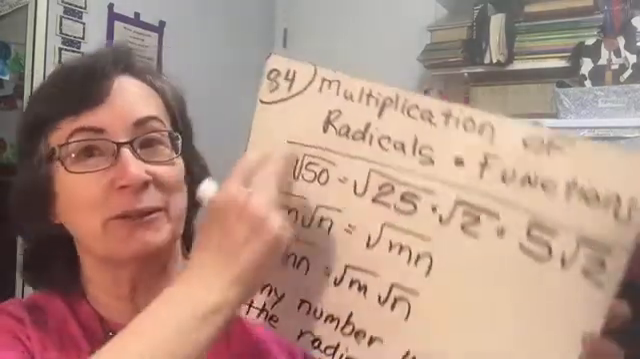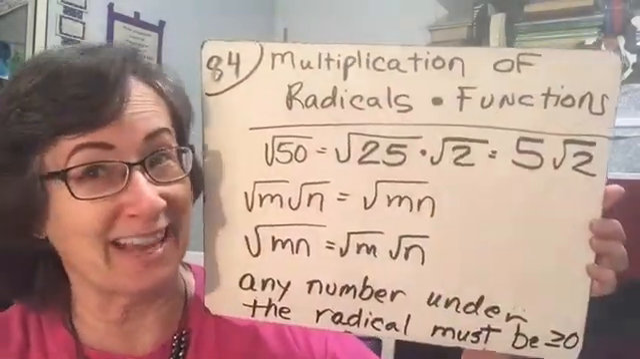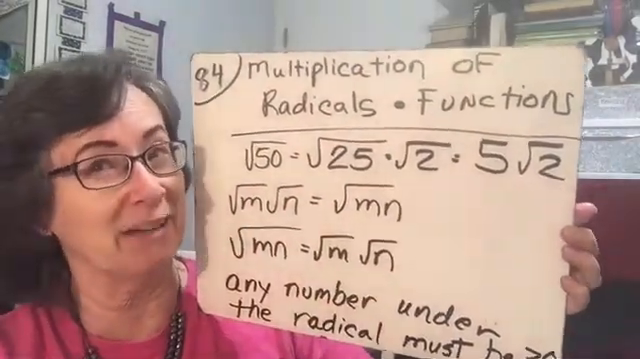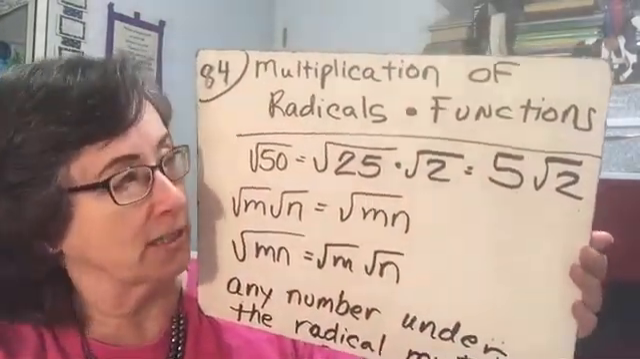And tonight we're doing lesson 84 in your Saxon Orange Book. And we're talking about multiplication of radicals, and then we're going to talk more about functions.